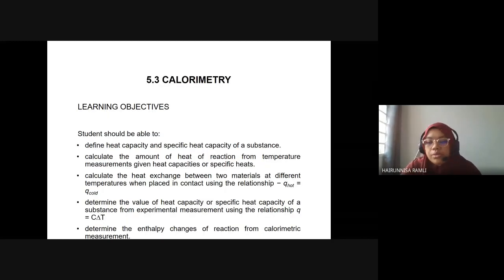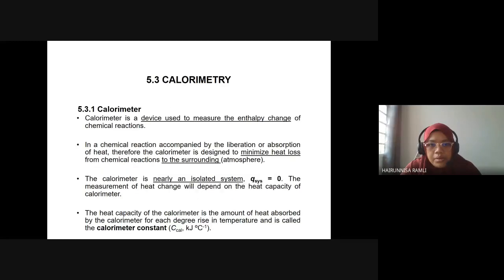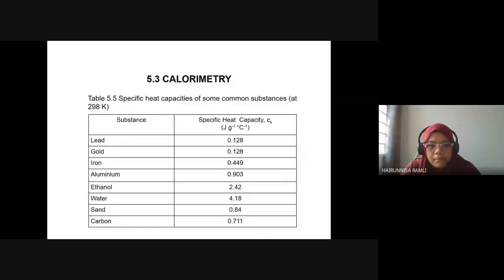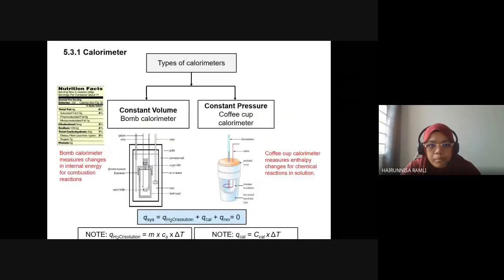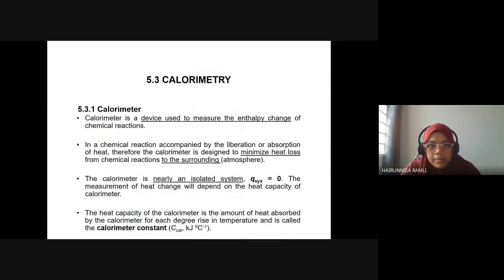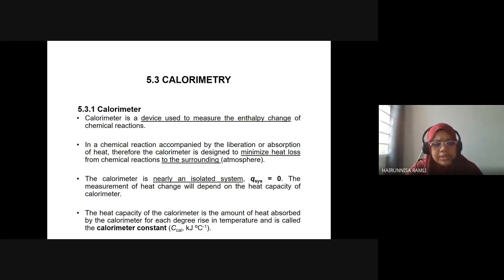Okay, sekejap eh. Kita akan masuk 5.3 ya, calorimetry. So yang ni memang takkan sempat masuk for the whole subtopic today. Tapi at least kita masuk sikit lah. Sebab calorimetry ni dia sebenarnya simple. Benda pun you dah belajar.